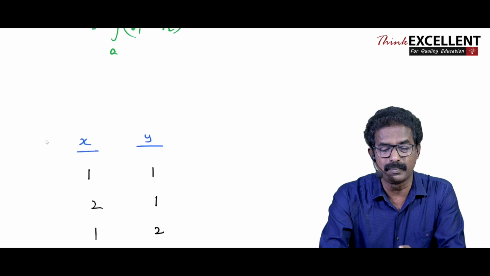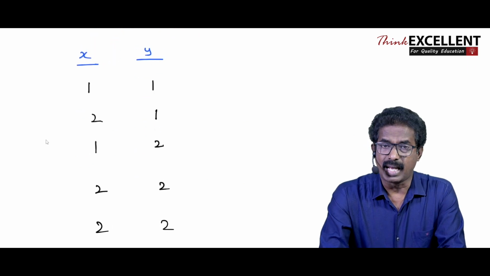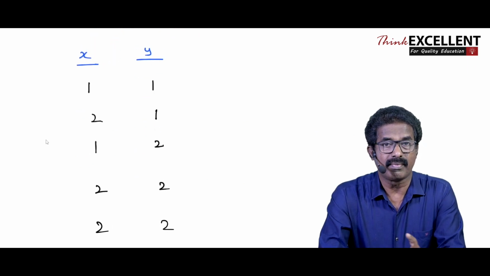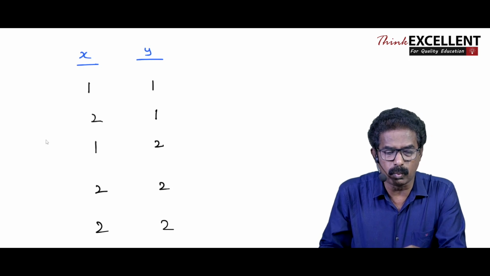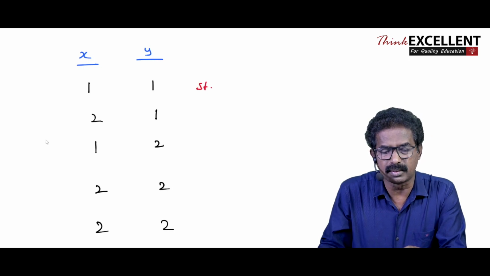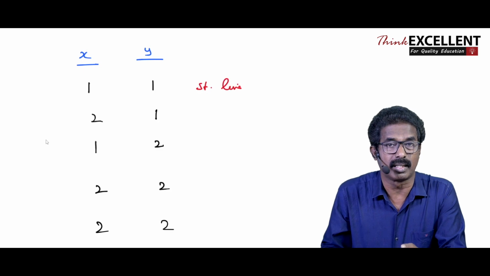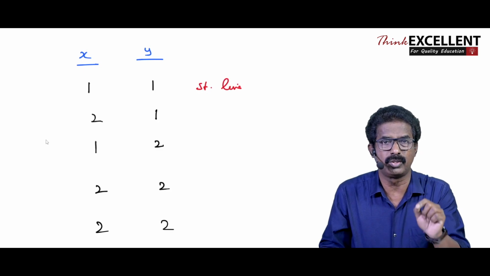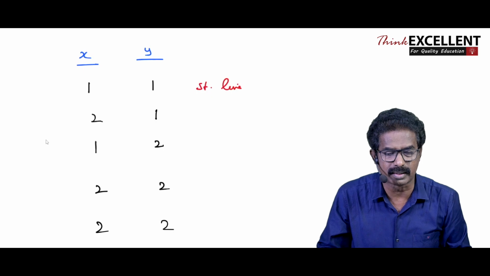You see the degree of x and y. Suppose x has degree 1 and y also has degree 1, then it represents a straight line. You know how to draw a straight line. Just find 2 points, join them and extend it.